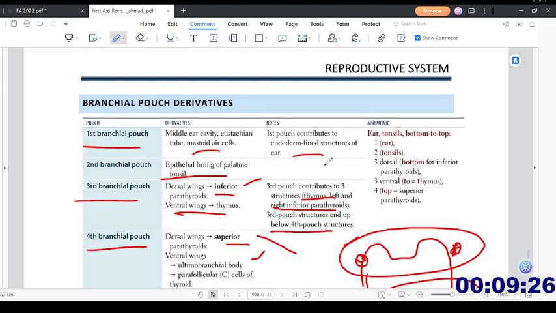Now you can see the mnemonic: ear, tonsils, bottom to top. Ear from the first pouch, tonsils from the second pouch. The third one, bottom to top: bottom for the inferior parathyroids, ventral to thymus, and then we have top, the superior parathyroids.